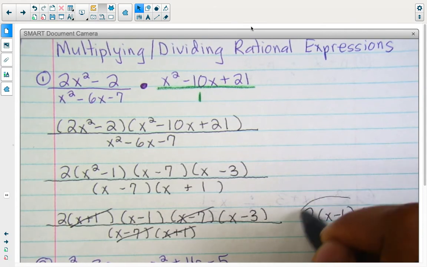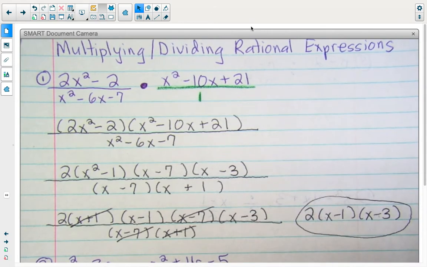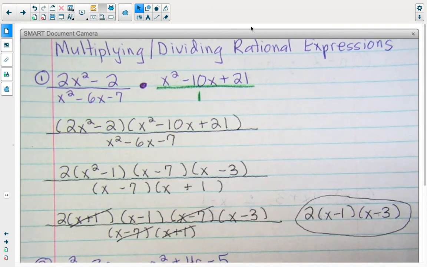And we got an x minus 3. So that is our final answer: 2 times x minus 1 times x minus 3. Nothing was left in the denominator, so there was no need to put a denominator of 1. So that is my answer for the first problem. So factor, factor, factor, factor, and then factor some more. All right, let's try the next one.